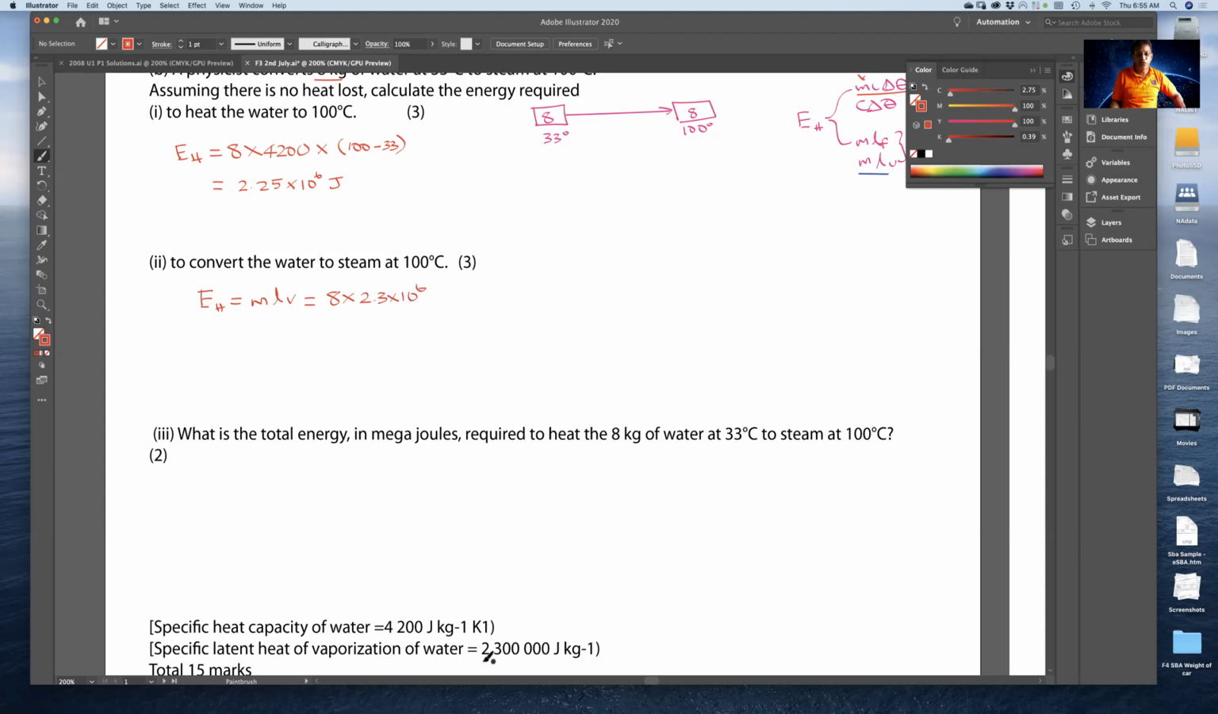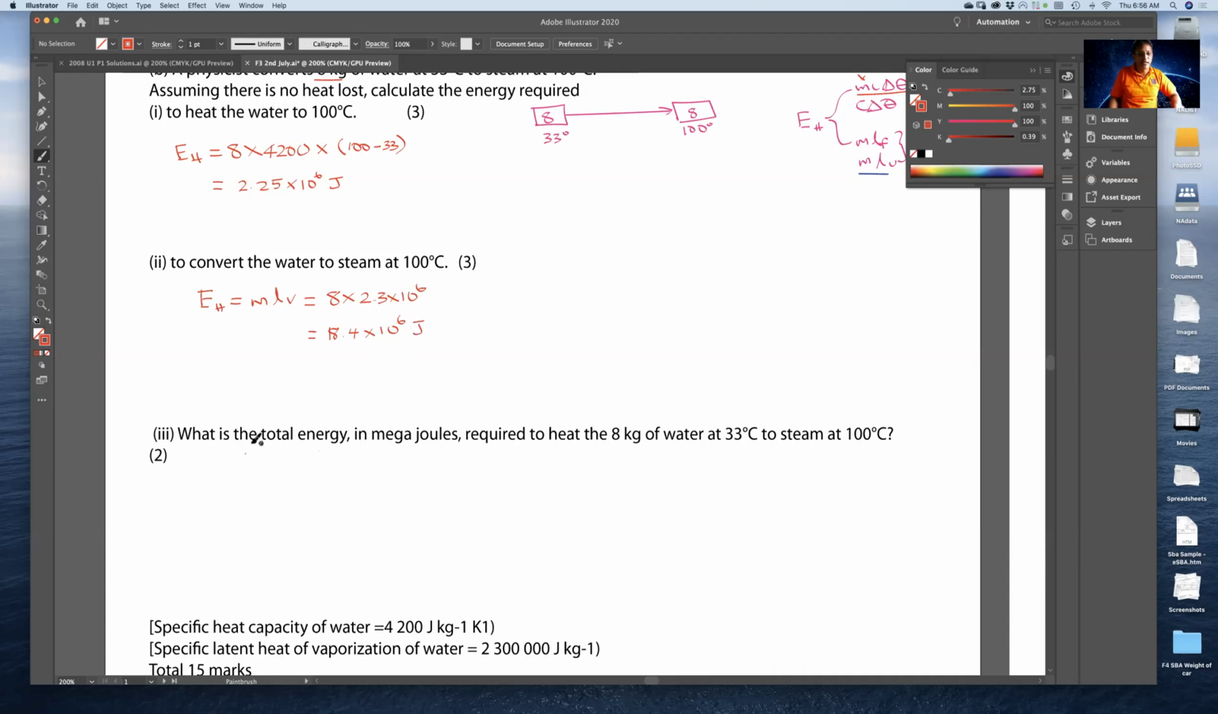That is the 2,300,000, same number. And from here, we can run the calculation. And we will get 18.4 by 10 to the 6 joule.